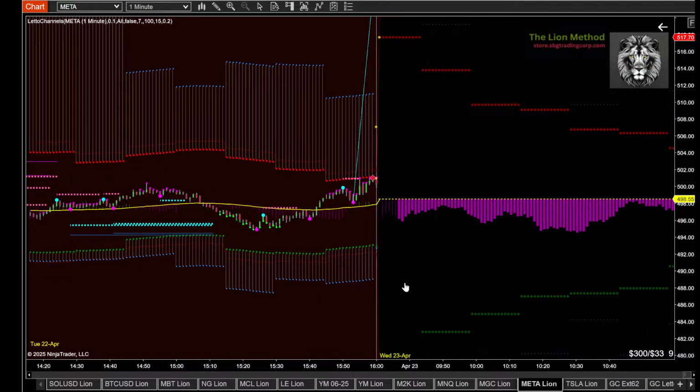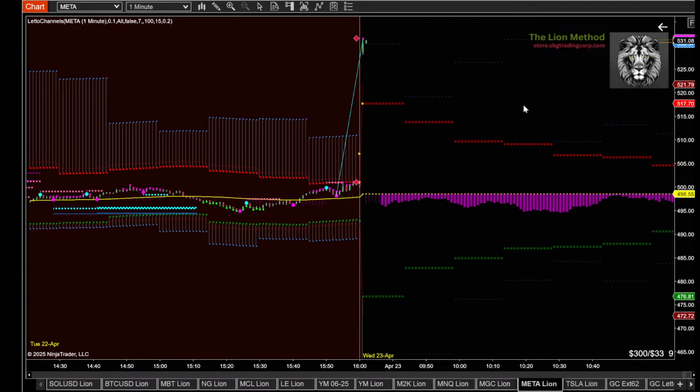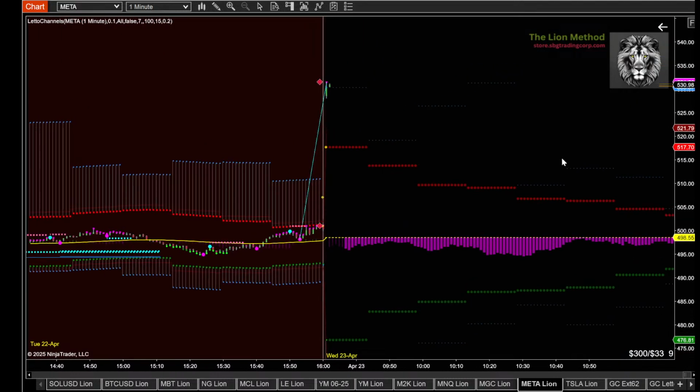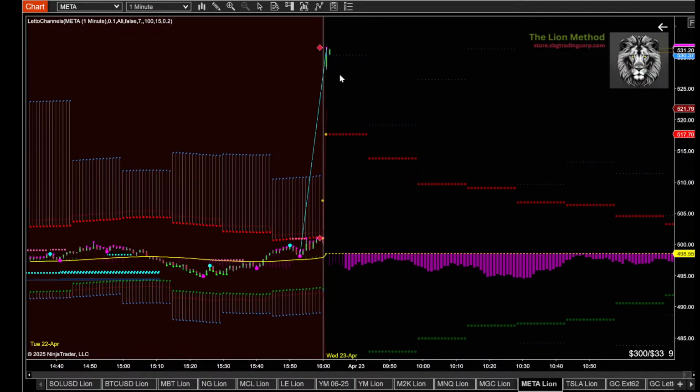Meta, where is Meta? Wow, look at Meta. The market is definitely overbought. Now, this is fascinating to me. Tendency is a downward open. And look at that. We're in the stratosphere on Meta. $531.90 open in Meta.